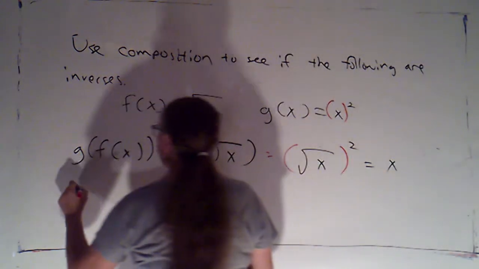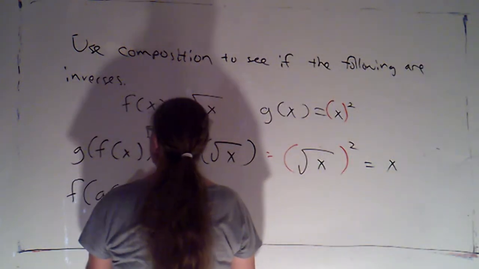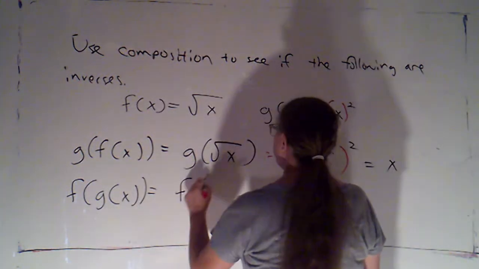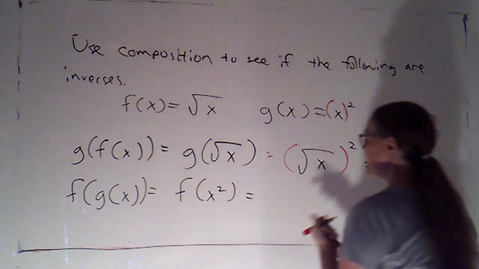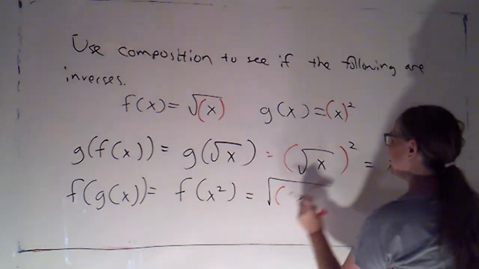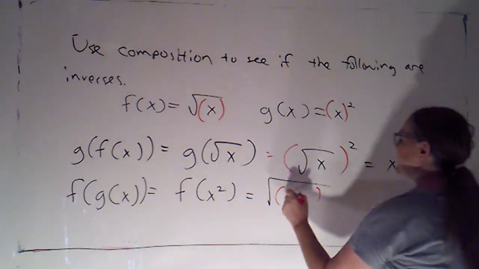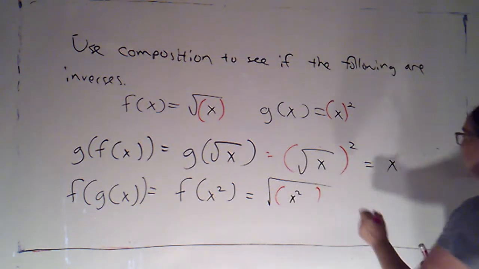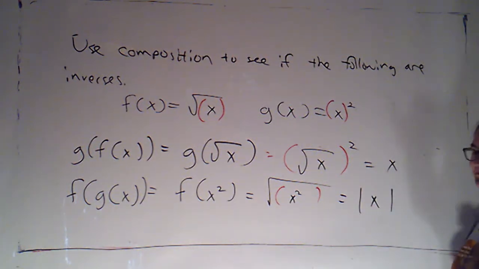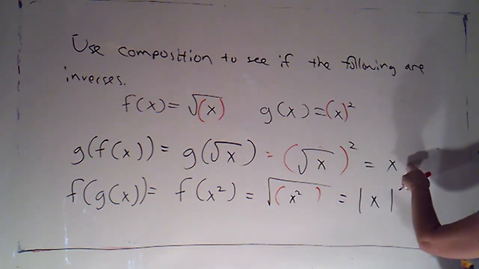But if I check the other composition, f of g of x, that would be f of x squared. F is telling me to take the square root of my input. So I'd be taking the square root of x squared. That would not give me x. That would give me the absolute value of x. So this one looked like it worked. This one didn't.